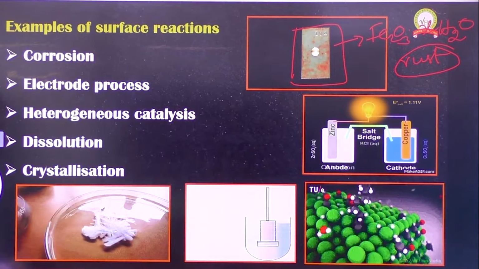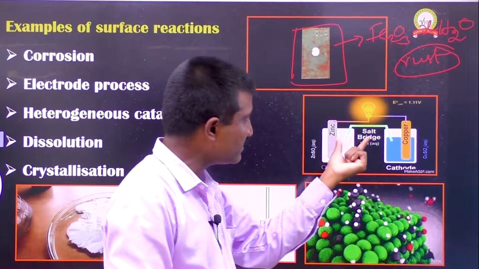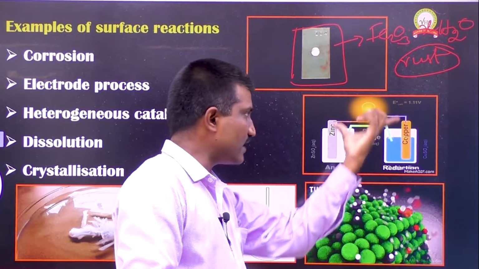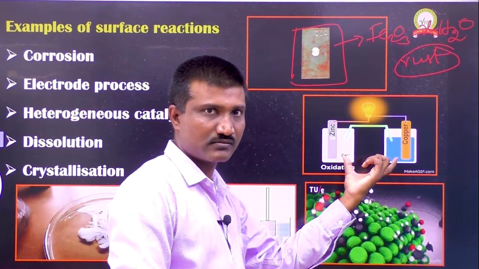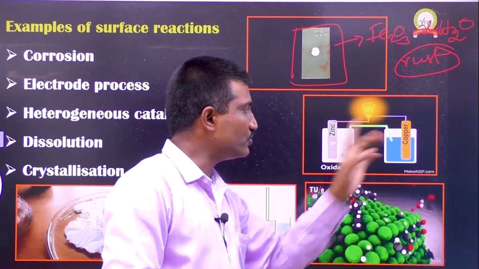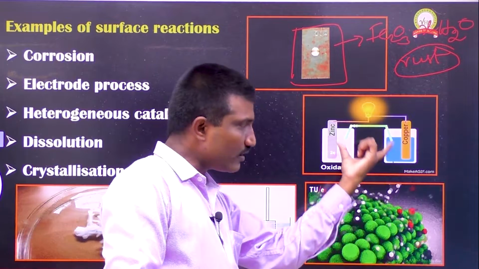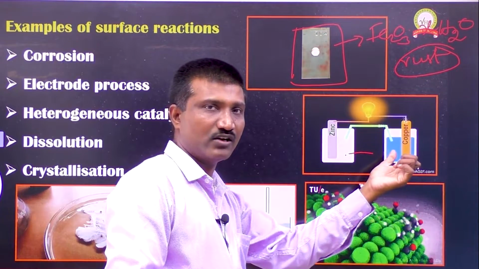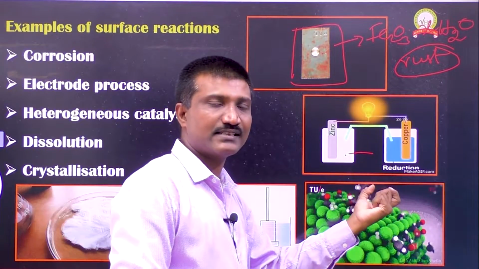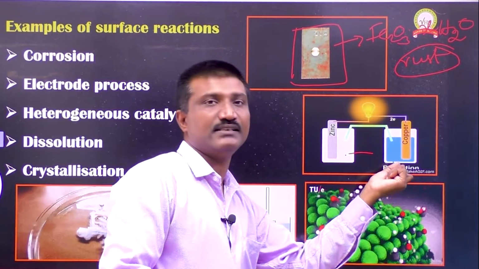In the electrode process also, what is happening? I am taking two solutions in two beakers. After that, I am dipping two electrodes, that is cathode and anode. Here I am taking those two electrodes as zinc and copper. After that, if you connect these two electrodes, zinc and copper, to the external circuit and pass the current, then some reaction takes place.